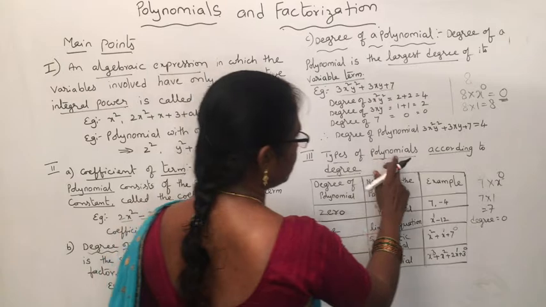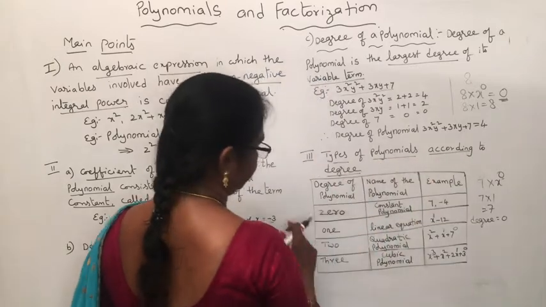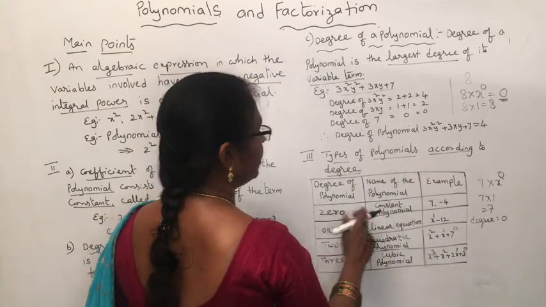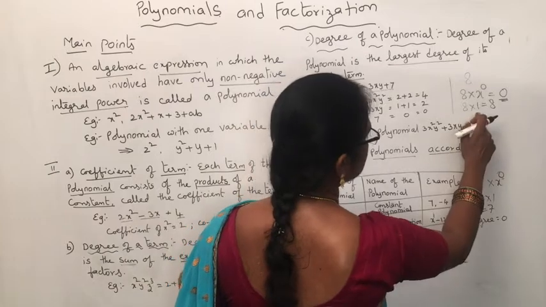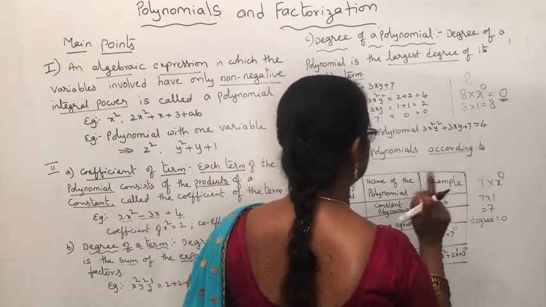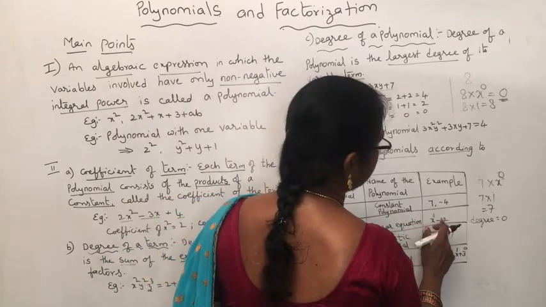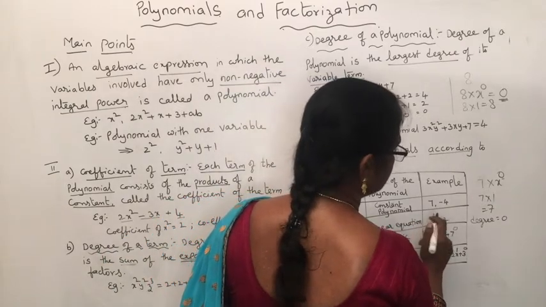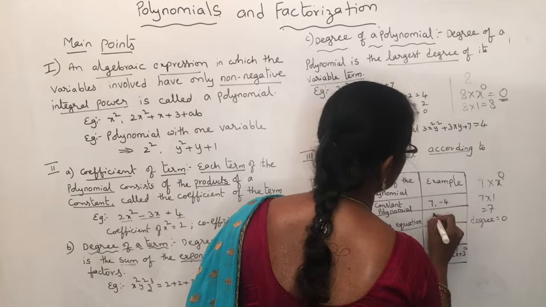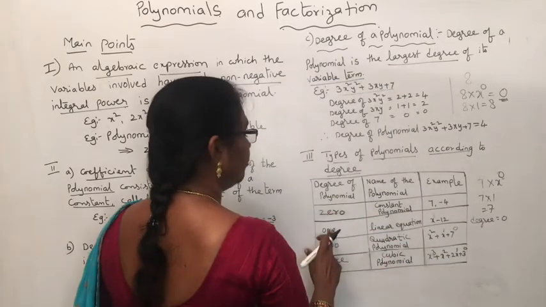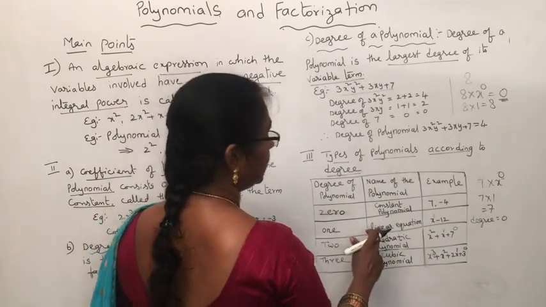Next, types of polynomials according to degree. Degree 0 we call a constant polynomial. I explained that already. Then degree 1, for example x minus 12. Here the power is not written, so x means x to the power of 1. Degree 1 means we call it a linear polynomial.